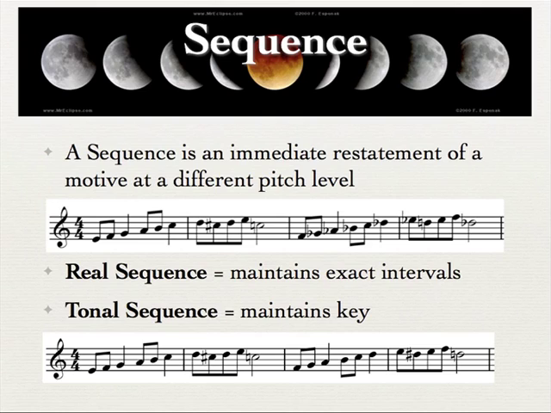The tonal sequence keeps in the same key that the original was in. Here, the first two notes, again, E to F, are a half step. But in the third measure, when we take everything up a step, we stay in the key of C. So F to G is now a whole step. So we modify the intervals to stay in the key.